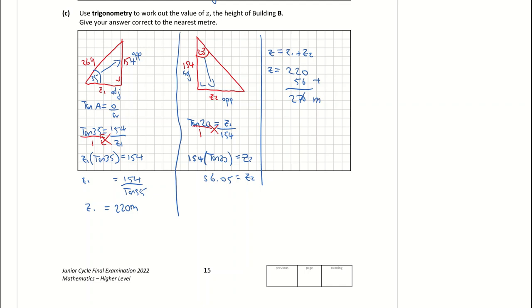Now, if you used Pythagoras theorem for the first part of that question, remember we got 220.56. That would have given you an answer of 277 to the nearest meter. So we're just going to have to wait and see when the marking scheme comes out. Do they accept both 276 and 277? But we'll wait and see.